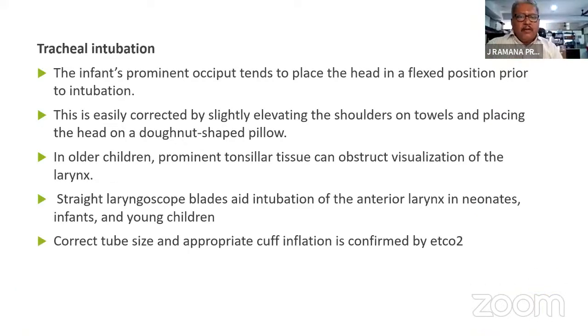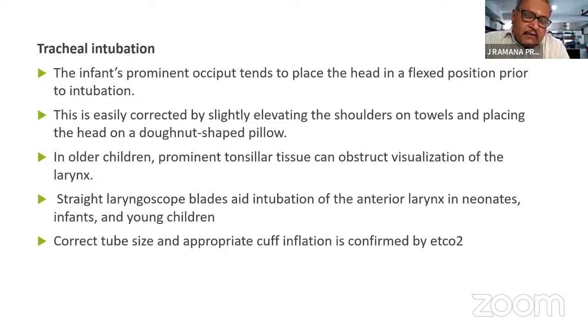The infant's prominent occiput tends to place the head in a flexed position for intubation. This is easily corrected by slightly elevating the shoulders on a towel or placing the head on a donut-shaped pillow. In older children, prominent tonsillar tissue can obstruct visualization of the larynx. Straight laryngoscope blades are used for intubation of the anterior larynx in neonates, infants and young children.